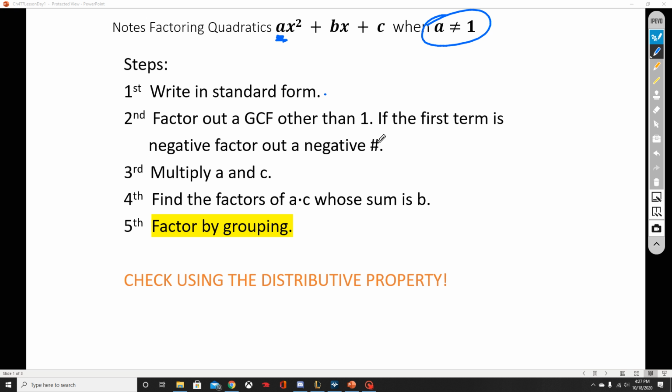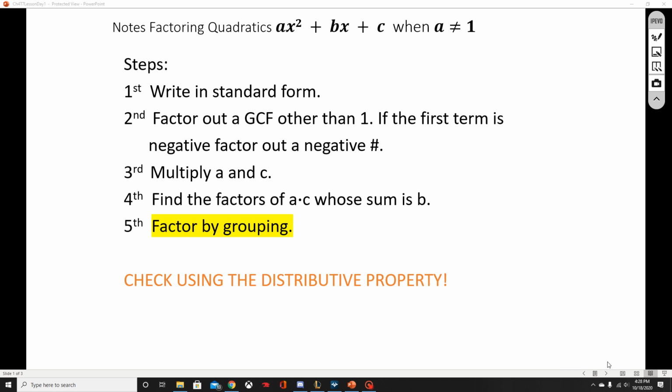Put in standard form, factor out the GCF. If the first term is negative, factor out a negative GCF. Multiply a and c, so this thing right here, the x, and then find the factors of ac whose sum is b, so multiply up here, add down here, and then fill out these two numbers. And factor by grouping. This was the step we've been able to skip so far. However, when a is not 1, this cannot be skipped.